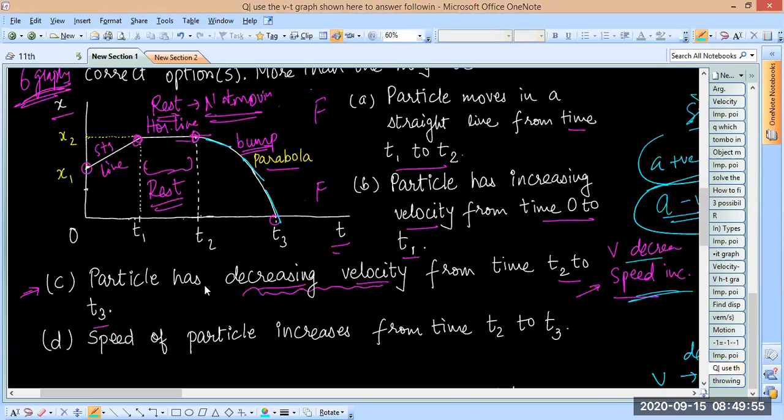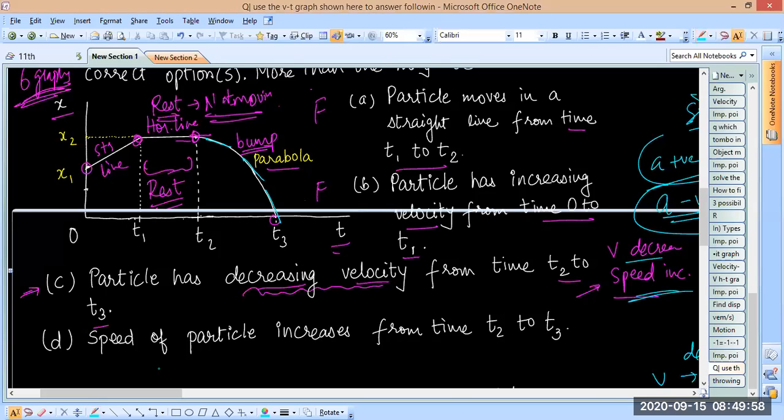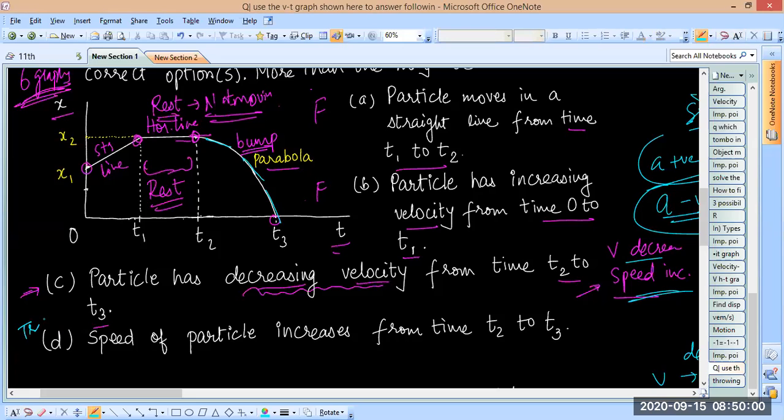Okay, let's continue. So the final answer of D is true, that the speed is increasing, velocity is decreasing, but speed is increasing. Okay, so that's it. Now let's go to the next one.